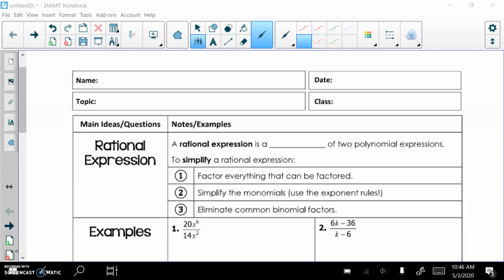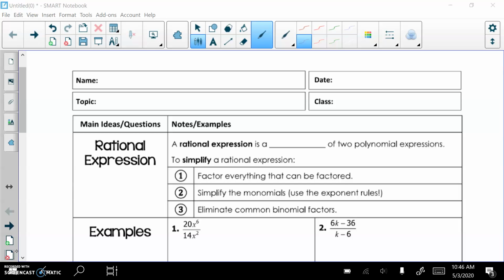Hey guys, another exciting week of distance learning and a new unit. You guys hopefully finished that test over logarithms. And now we're going to move to rational functions and rational equations. And today we're just going to talk about the actual expressions of rationals.